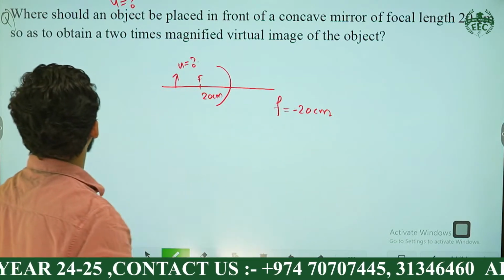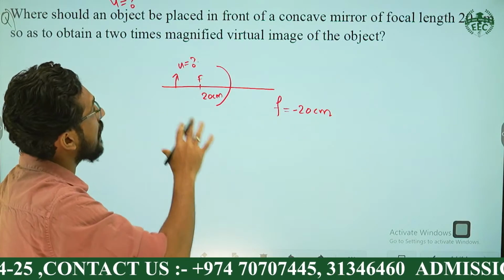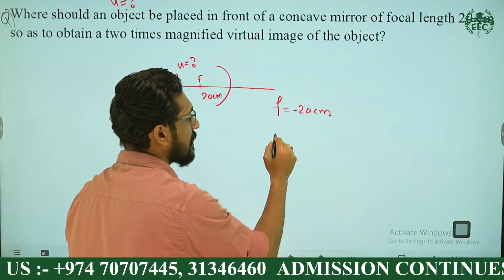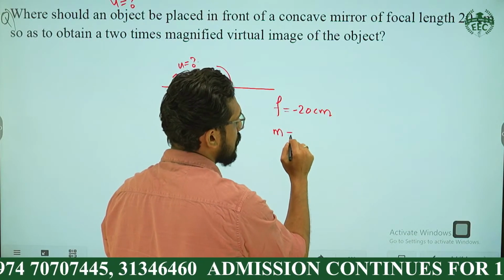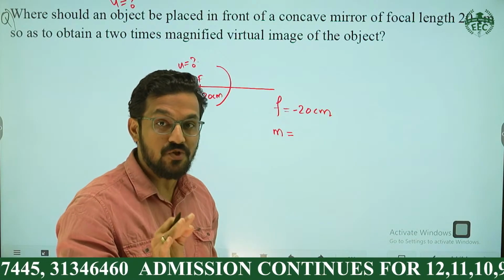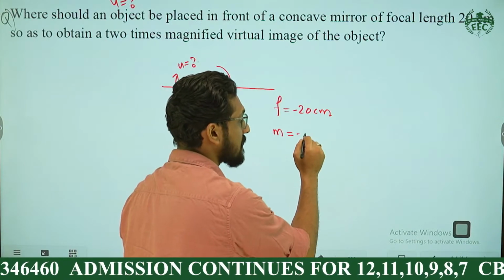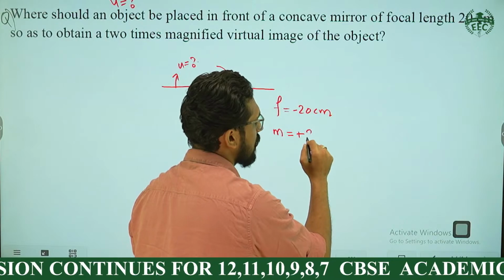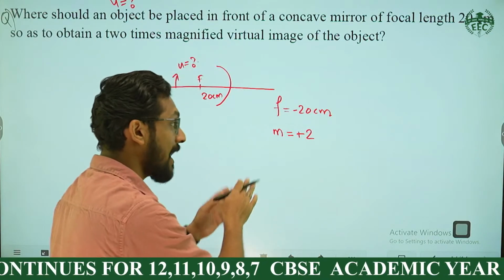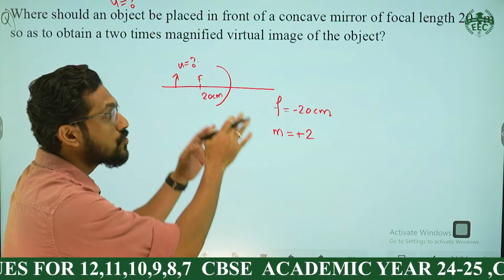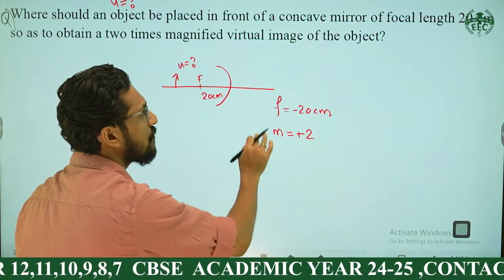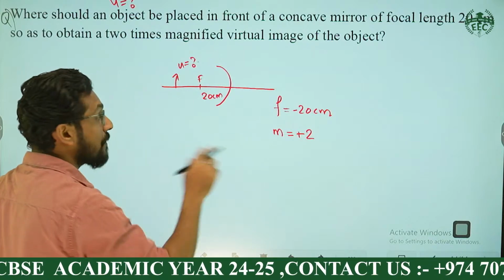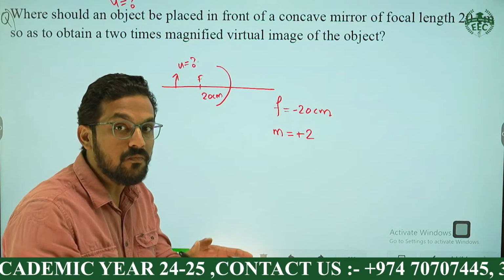Got it? And so as to obtain a 2 times magnified virtual image of the object. If the image is virtual, magnification will be plus, positive, right? 2 times magnified means magnification has a value 2. So the magnification is plus 2. You have two data. One is the focal length of this mirror and the next is the magnification. Got it?